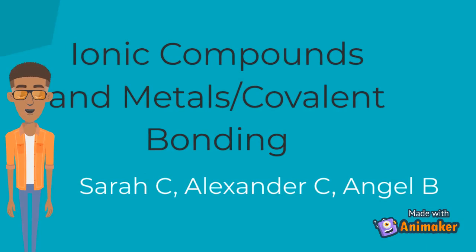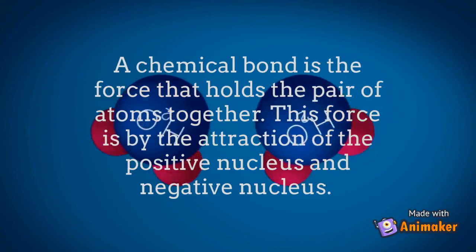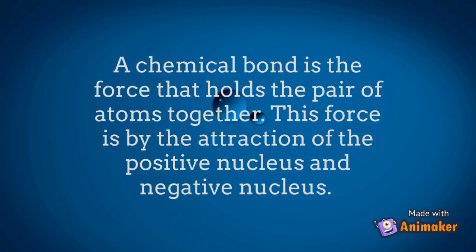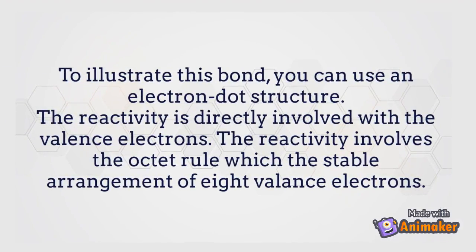In this video, we're talking about chemical bonds, ionic compounds, types of bonds, and electronegativity. Chemical bonds hold a pair of atoms together by the positive and negative nucleus. It can be illustrated by the electron bond structure. In this model, we also see the valence electrons. This shows how much reactivity there is between the atoms.